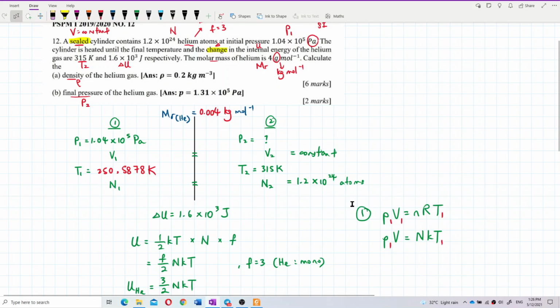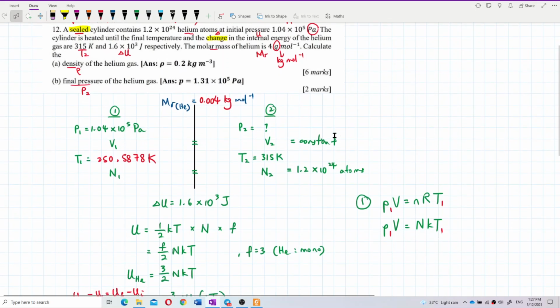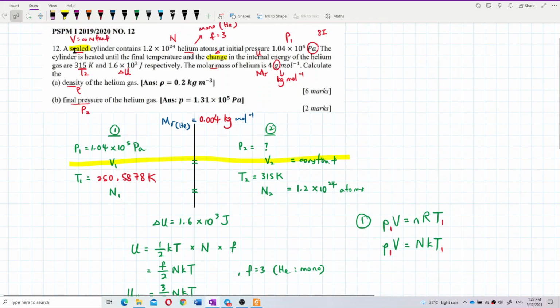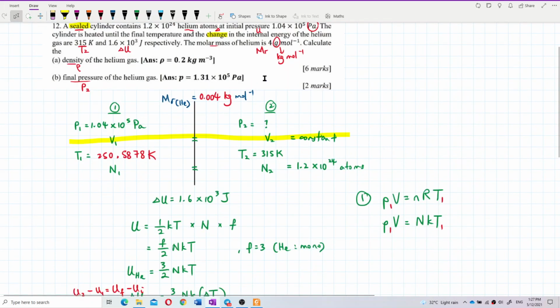The volume is constant, so no need to write the subscript. Only the pressure and temperature are different between both conditions. The volume is constant. Okay, highlight that. Volume is constant. You see that? Because it's a sealed cylinder. So now, let's find out the volume.